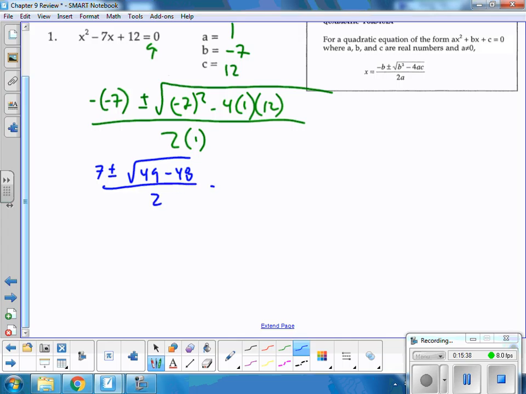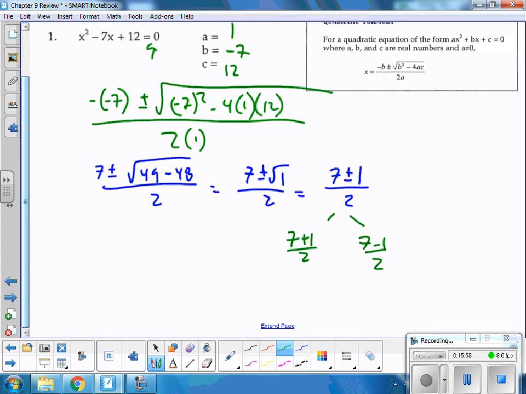All over 2. And I end up with 7 plus or minus the square root of 1 over 2. And square root of 1 is 1, so it's 7 plus or minus 1 over 2. And this is where I run down my two roads here. So I'm checking with 7 plus 1 over 2 and 7 minus 1 over 2. 7 plus 1 over 2 is 8 over 2, which equals 4. And then 7 minus 1 is 6 over 2, which equals 3. So those are my two solutions using the quadratic formula.